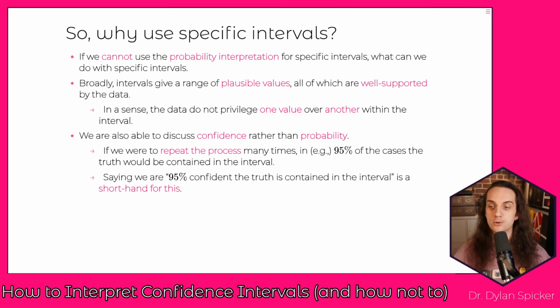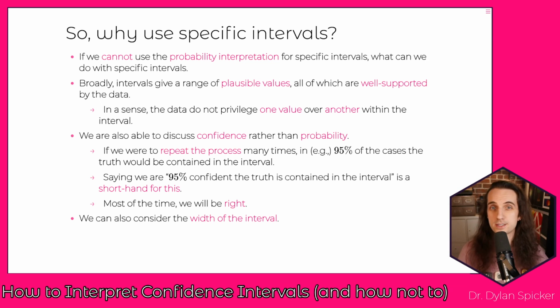So if you say we're 95% confident that the truth is contained in the interval, that's really a shorthand for saying if we were to repeat the process over and over again, then 95% of the time the truth is contained in the interval. In other words, most of the time, if you have a 95% or a 99% confidence interval, you're going to be right. Most of the time, the interval is actually going to contain the truth.